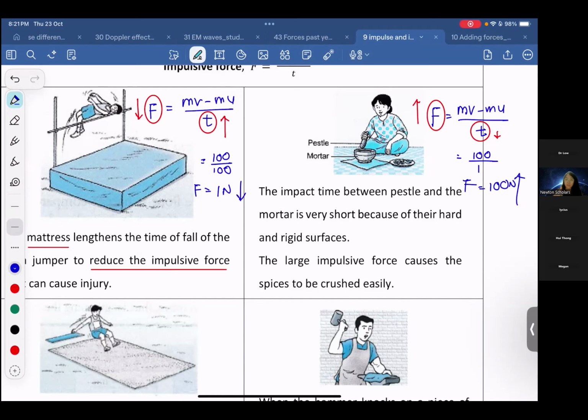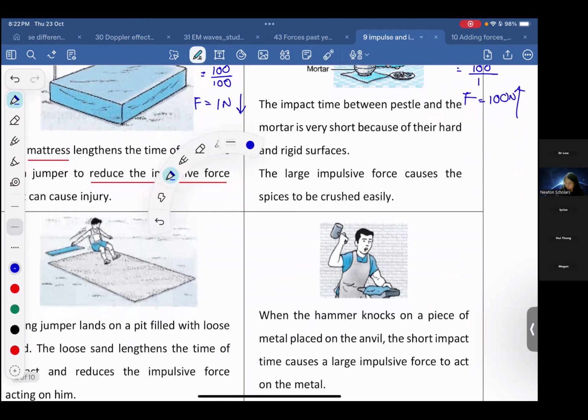If you cannot catch the idea from what I told you, then we can try to put in some values and see their relationship. So just now the case is the same mv minus mu, but I make the time longer, 100. So it only becomes 1 Newton acting on you. Now, pestle and mortar are hard surfaces. When they are hard surfaces, the time for them to impact, contact, and then stop is very short. So I put only 1 for the time. So you find that your force is 100 Newton, a higher force. We want a larger force because we want to cause the spices to be crushed easily.